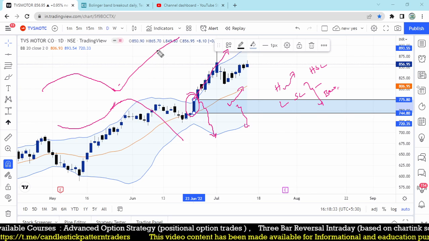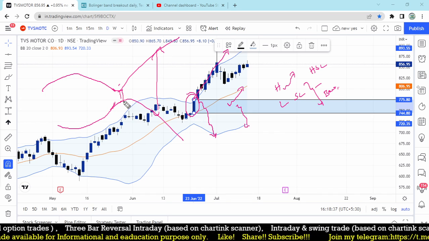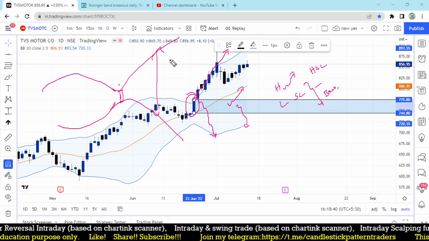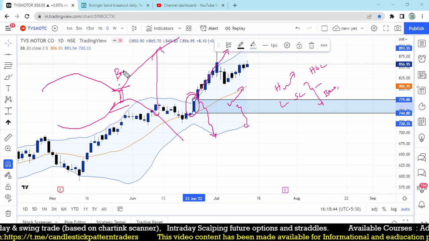So there is a range expansion. There is a big range expansion. At this point the range was very narrow, and after that there is a range expansion. That's why we are finding a breakout kind of trade at this point.